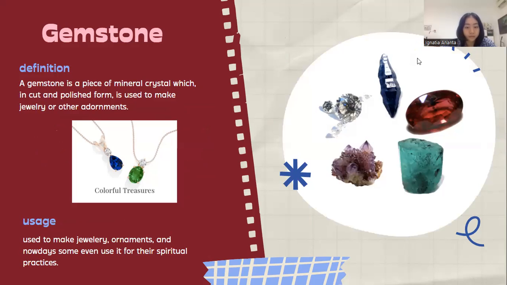The next element is gemstone. So it is a piece of mineral crystal which is cut and polished, and it is used to make jewelry or other adornments. And nowadays, some is even used for spiritual practices.